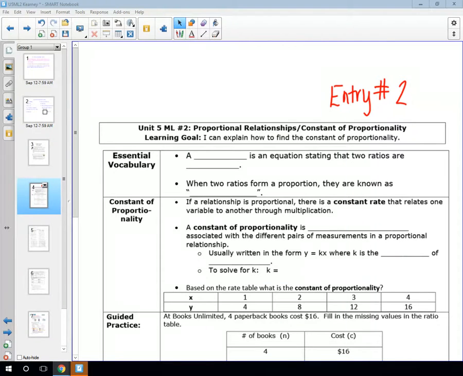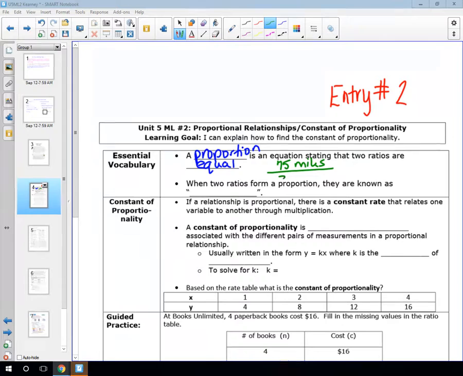So at the top of your mini lesson, now is when I want you to start taking your notes. So a proportion is an equation that states two ratios are equal. For example, yesterday we talked about rates, and we talked about one rate where we said that someone went 75 miles in 3 hours.